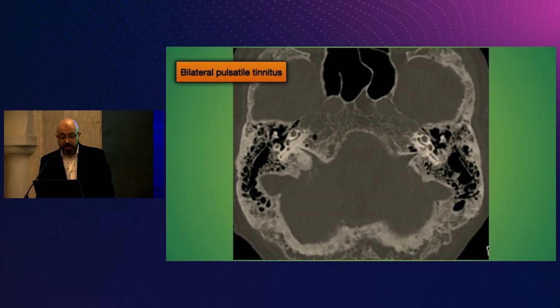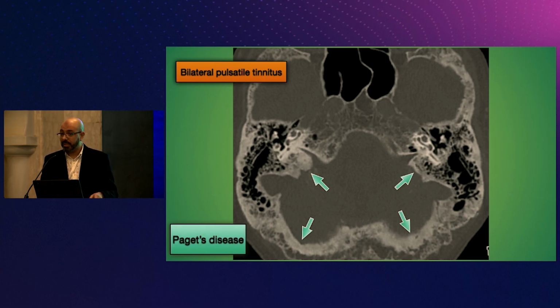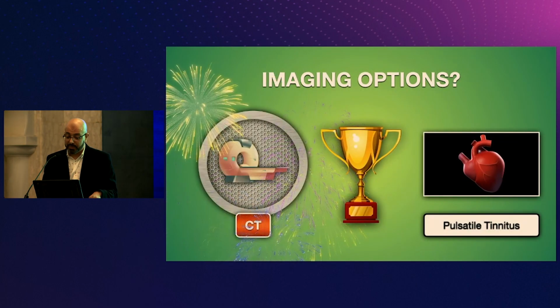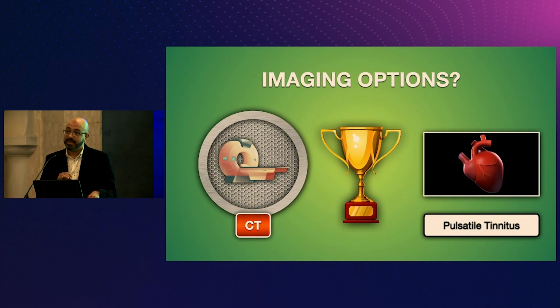I think this is the last case. So patient with bilateral pulsatile tinnitus, and this is an easy diagnosis to make again on CT. MRI can be very confusing. So there's bony expansion with cotton wool appearance, and this is what we see in Paget's disease because of the hypervascular nature of the bones. These patients can present actually with pulsatile tinnitus. So it's very obvious that in pulsatile tinnitus patients, CT is the best imaging modality to start with.